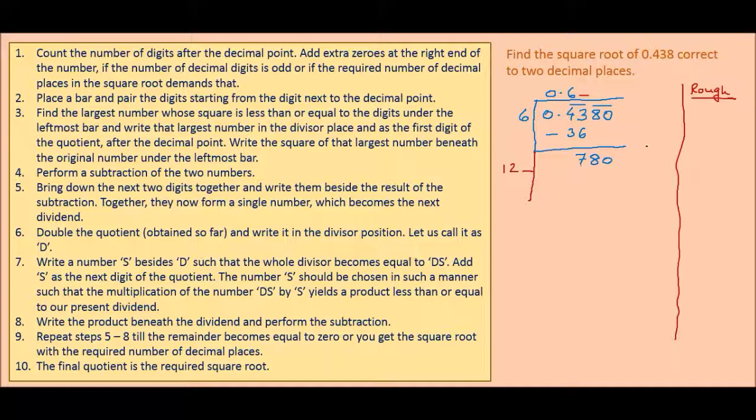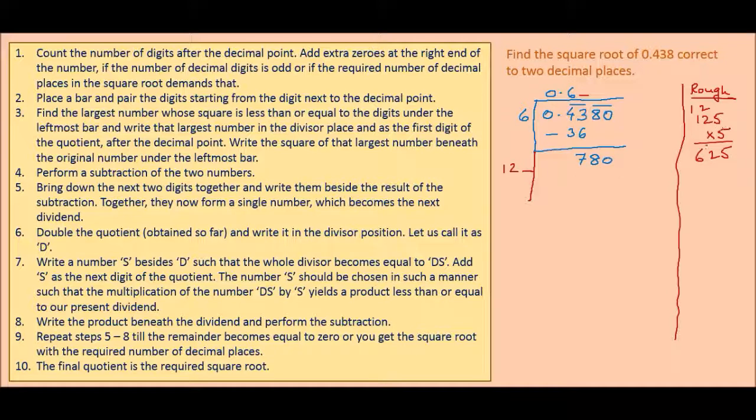Let us take 5. 5 is the middle number, so I often start with 5. Therefore, the whole divisor becomes 125, which should be multiplied with 5. And 125 multiplied by 5 will be giving us 625. 5 times 5 is 25. 5 times 2 is 10 plus 2 is 12. 5 times 1 is 5 plus 1 is 6. So the product is 625, which is smaller than 780.